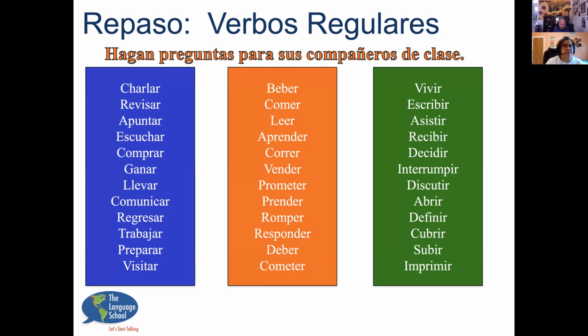¿Escuchas la radio? Sí, escucho la radio cuando estoy en el carro. Okay. Let's see.